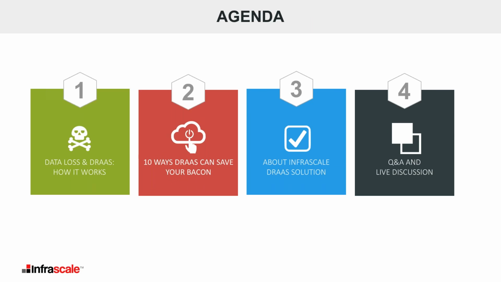And then here's the agenda for today. So we are going to look at data loss and DRaaS. We want to have a really clear understanding of what is DRaaS, how does it work, what are the different types of data loss that DRaaS can address, and then once we all get on the same page with that, the 10 ways that DRaaS can save your bacon. We'll focus on that subject matter for today. And then I will tell you a little bit about the Infrascale DRaaS solution. We do know that not all DRaaS solutions are created equal. So I'll give you a little bit of insight into how Infrascale DRaaS works, and then we'll have a Q&A.